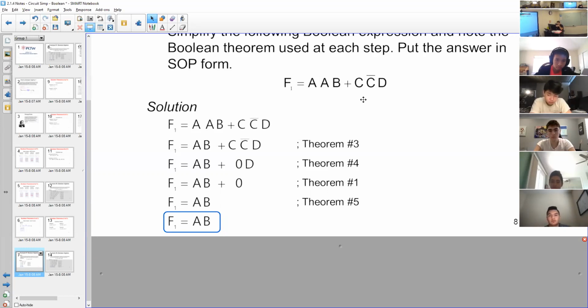Questions about how these theorems help us simplify step to step? Are you following the process? Anybody have any questions about any of the steps?